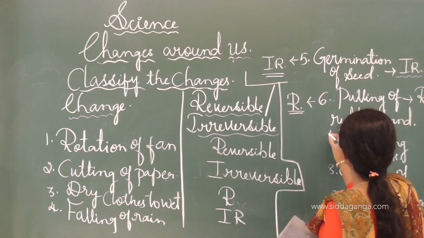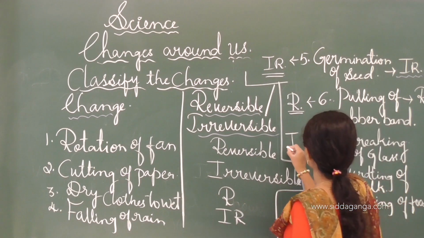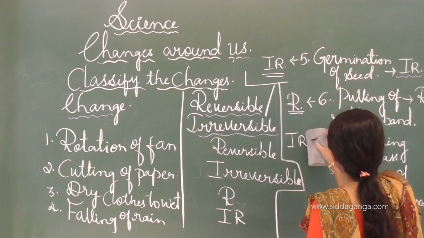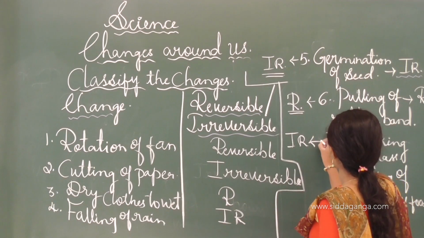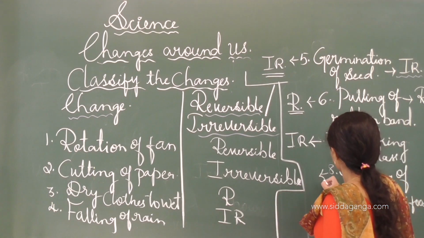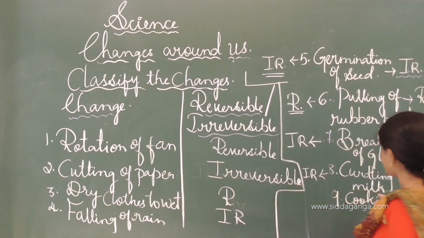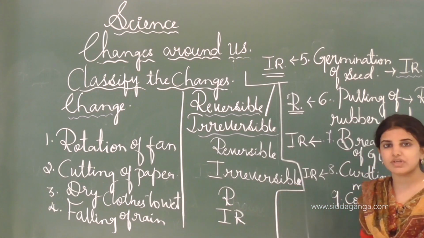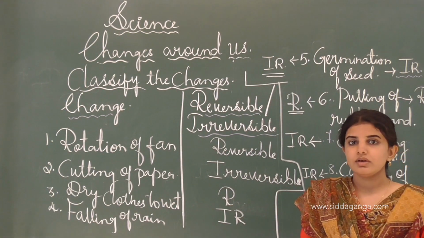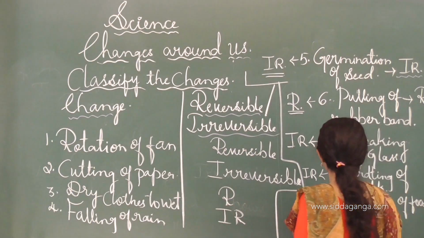And the seventh one is the breaking of the glass. It is one of the irreversible changes where we can't go back to the original glass. And the curdling of the milk, it is one of the irreversible changes, where after milk sets into curd, we can't go back to the original milk or original appearance. So, this is one of the examples of an irreversible change.